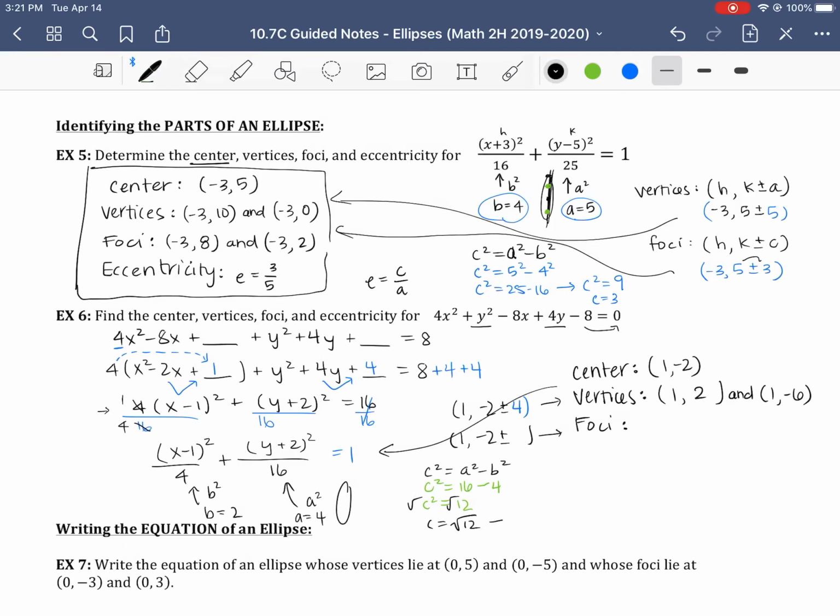Now again, we square root both sides and it looks like we're stuck with a radical here. That's fine, just leave it in simplest radical form. So if you build a little tree there and simplify that, you'll get 2 square root of 3. Okay, so we're going to plug that in right there for that c value, 2 square root of 3. So one of them is going to be 1 negative 2 plus 2 square root of 3. And then the other one is going to be 1 comma negative 2 minus 2 square root of 3. So there's my 2 foci.